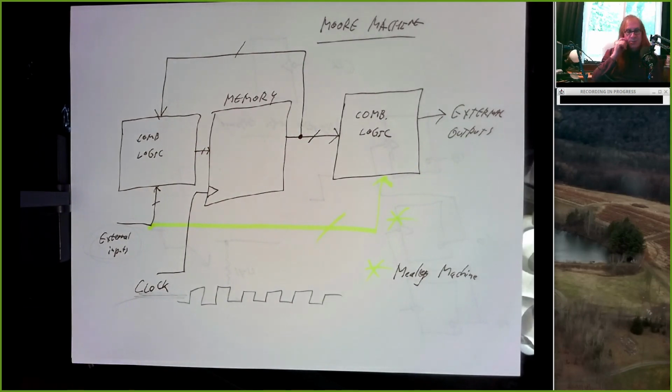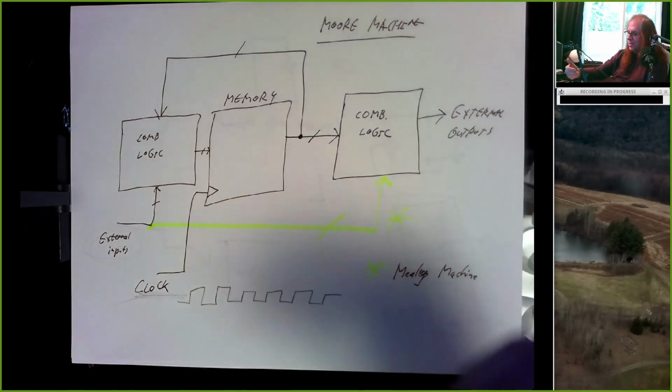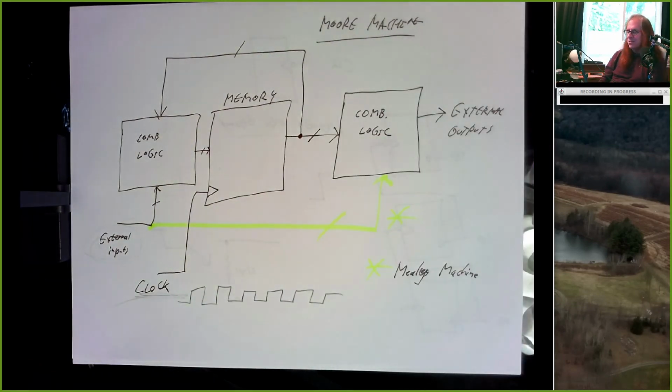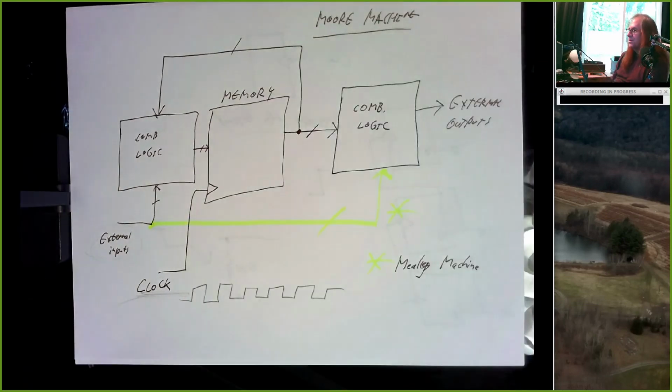And it's not a huge difference. In fact, there are ways we can take a Moore machine and turn it into a Mealy machine and vice versa. And so there's nothing we can do with one that we can't do with the other. But it's going to change how we design and how we analyze systems. So we'll talk more about those two types of machines as we continue developing this.